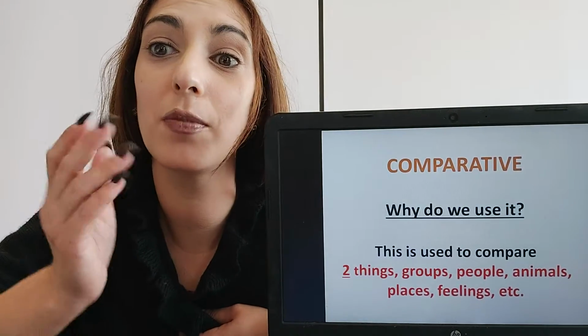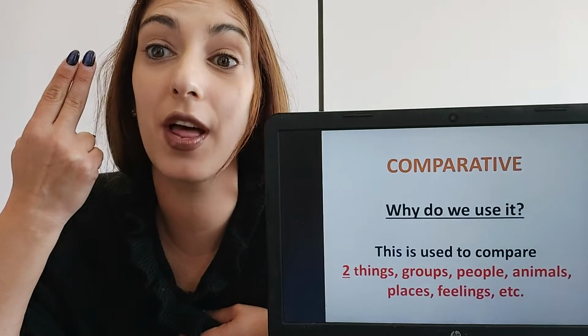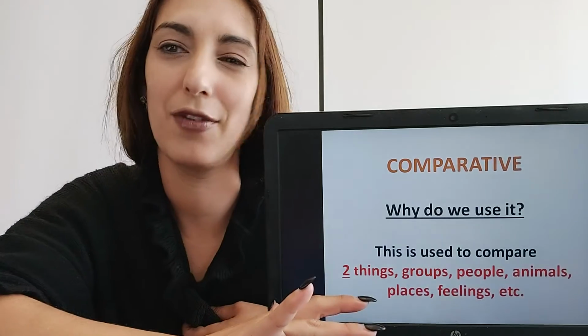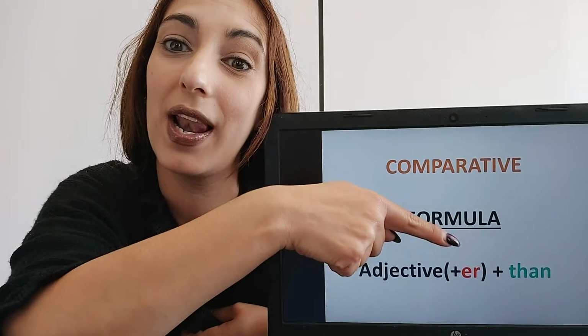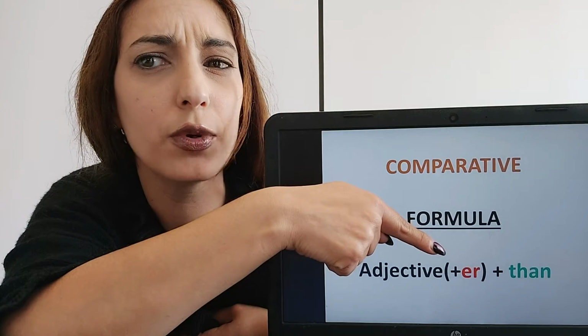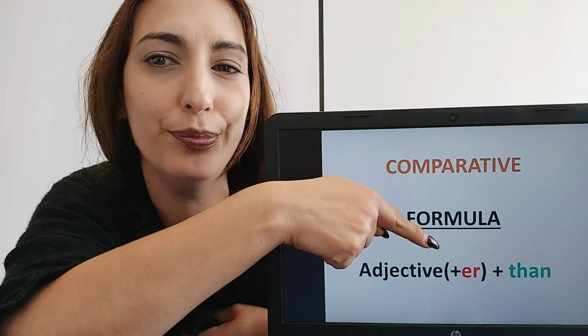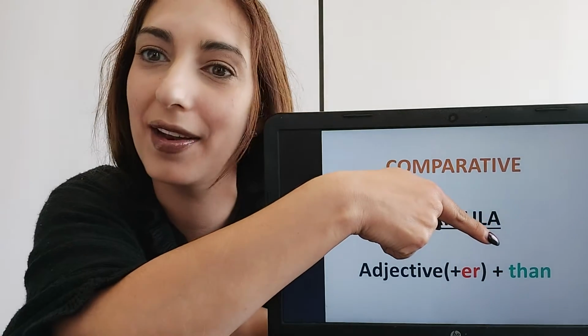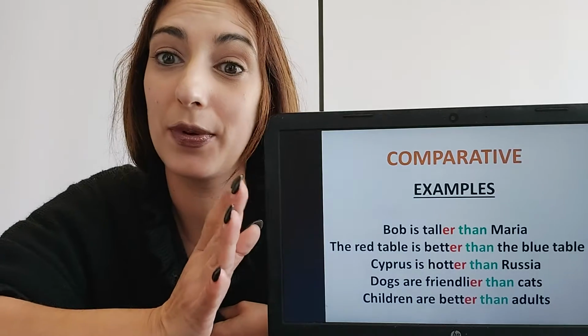The comparative form simply compares two things or two people or two ideas to each other. Let's have a look at the formula. We take our adjective, we add ER, and there'll be a few spelling rules that we're going to look at as well for the ER spelling rule. And then we add the word than immediately after. Let's have a look at some examples.